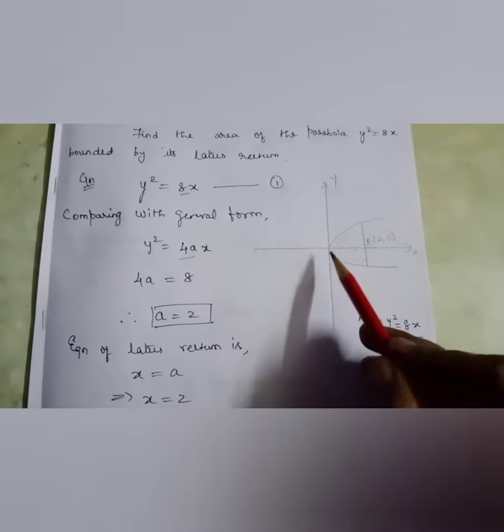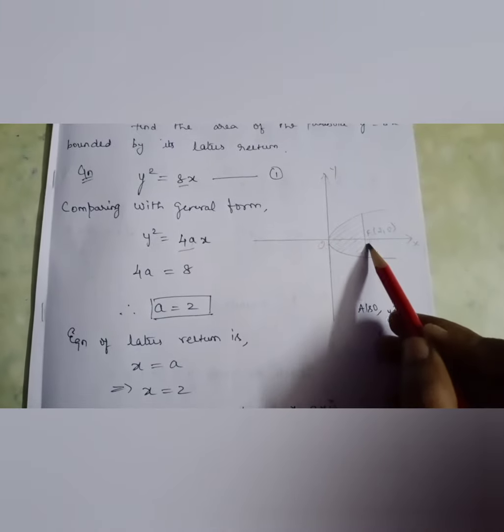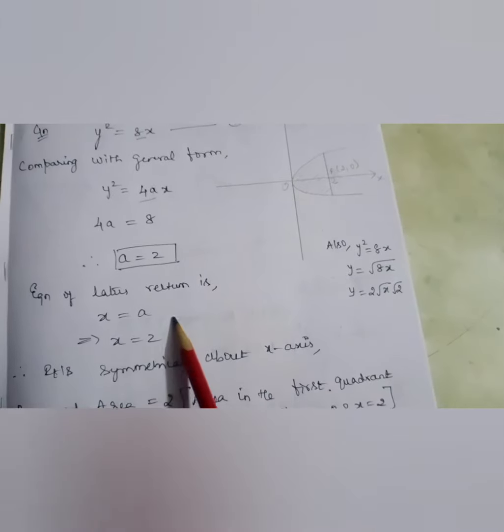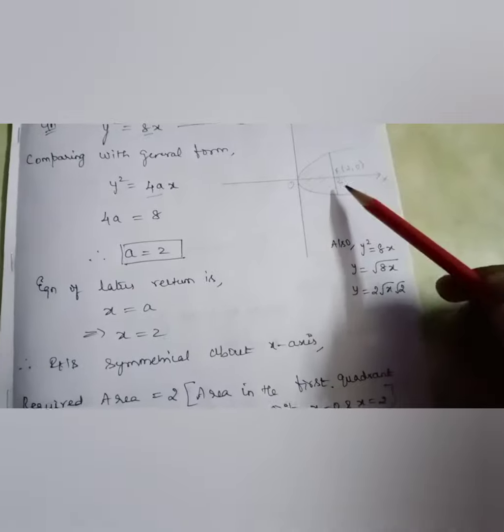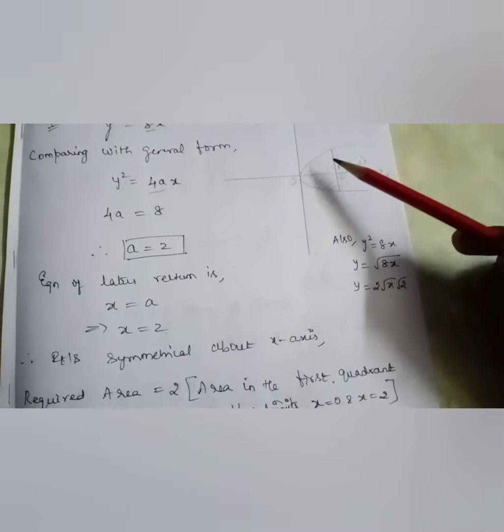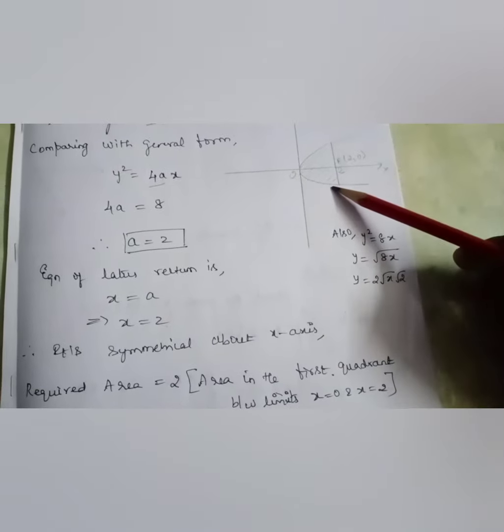So the latus rectum will be, if this is going to be 0 and this is going to be 2, obviously it is 0 to 2. So the equation of the latus rectum is given by x is equal to a, means x is equal to 2. It is symmetrical about the x-axis. So you have two parts here, lying on the first quadrant and lying on the fourth quadrant also.